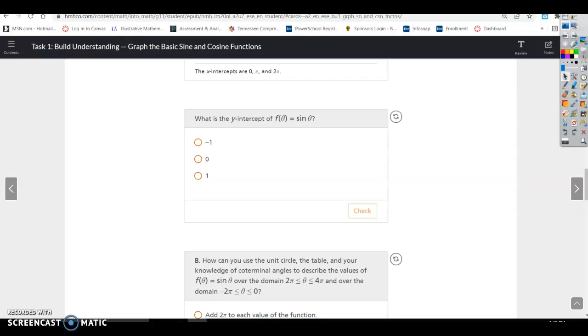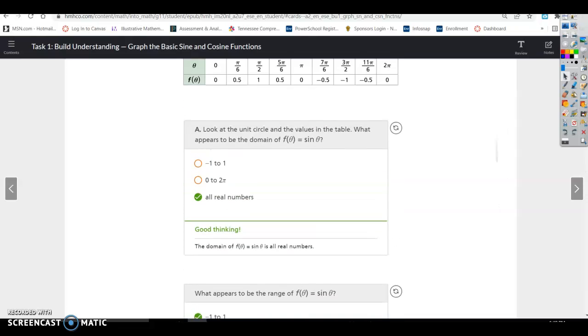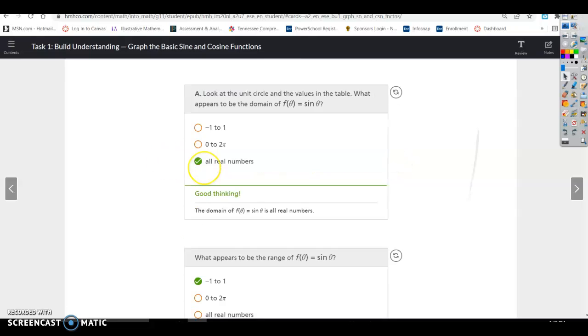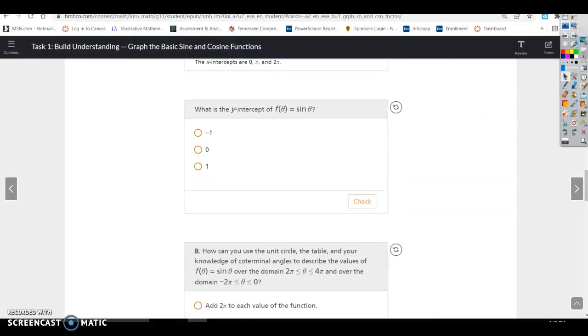All right, so it says, what is the y-intercept? Okay, so then you look at the y-intercept. The only one, it would be crossing at 0.